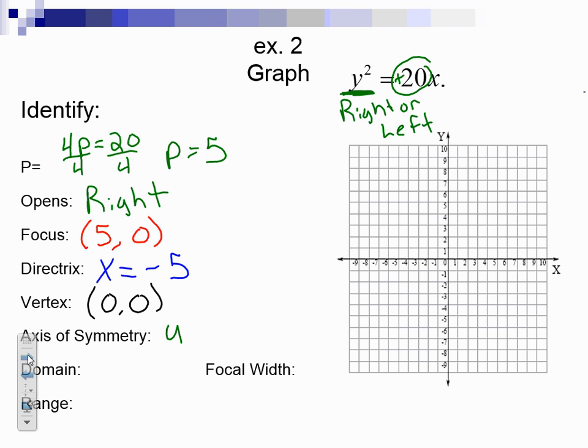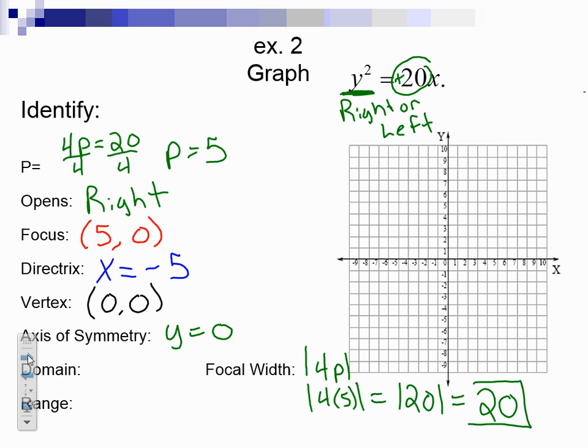Axis of symmetry is going to be y equals 0. Now this is really important. Our focus width. Remember, absolute value of 4 times p. So absolute value of 4 times 5, which is absolute value of 20, which just equals 20. So the width is 20.